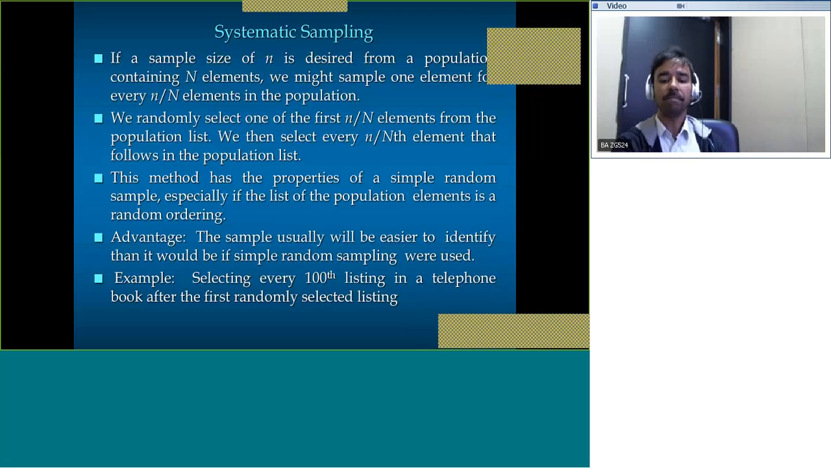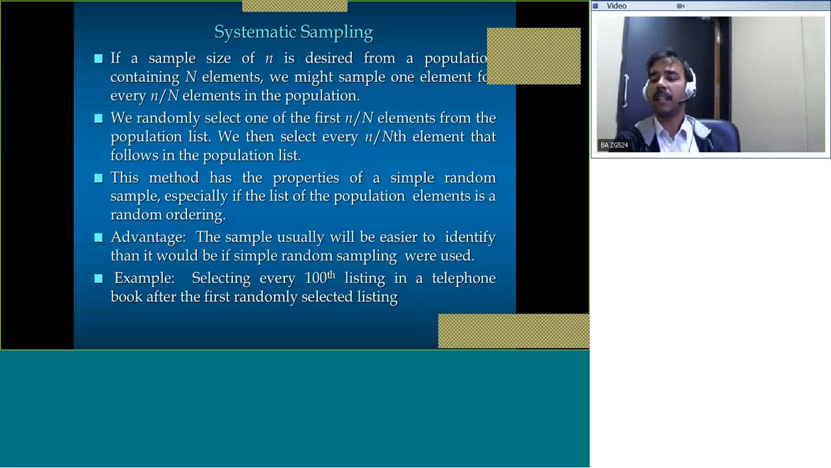For example, the sample 100th listing in a telephone book is, of course, a systematic sampling. So please remember, a systematic sampling will usually be easier to identify than simple random sampling per use. Please remember, I want to say one thing.